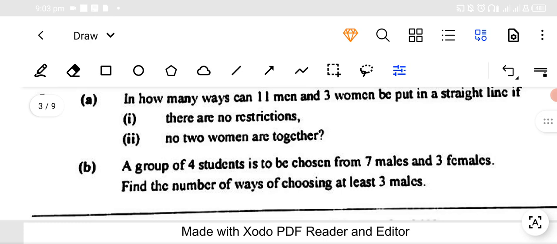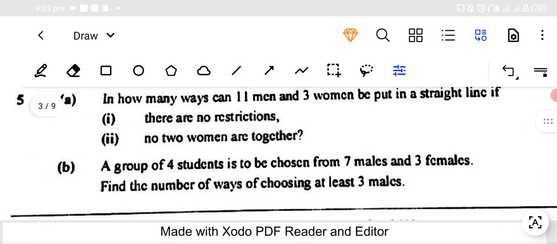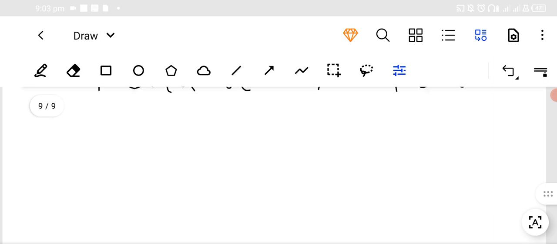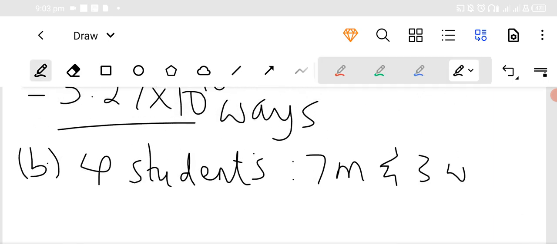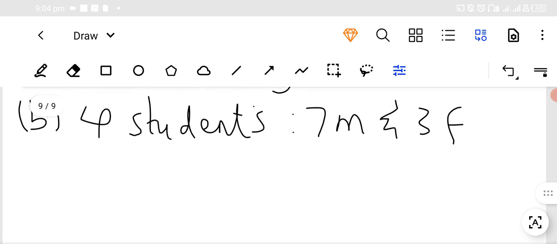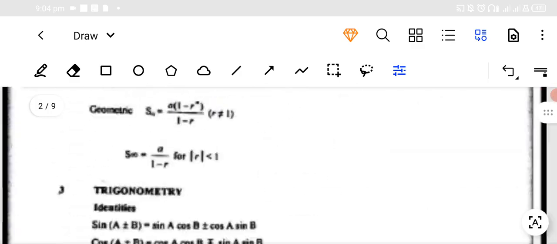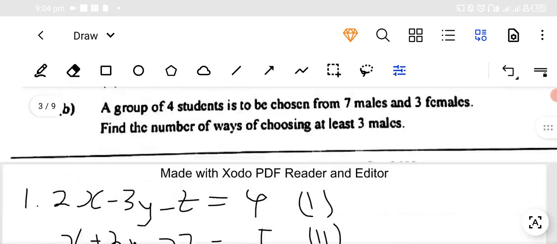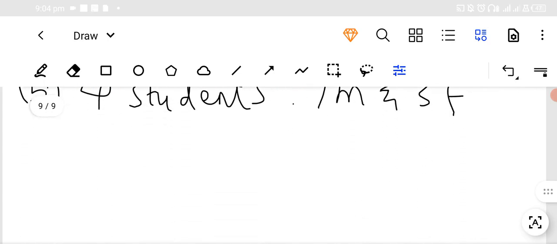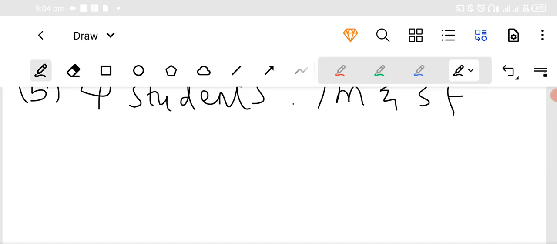Find the number of ways of choosing at least 3 males. At least 3 males. So this is 3 females, not 3 women. You can never know, maybe these are girls. So like that, at least 3 males. Let's confirm, at least, you can see there, at least 3 males. How do you do this? The total should always give you 4.